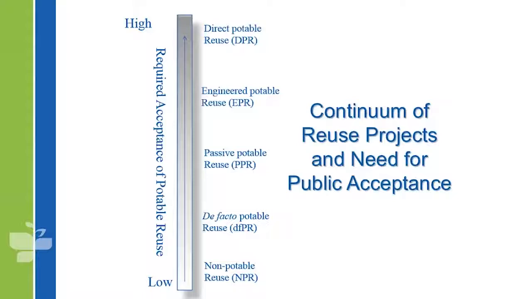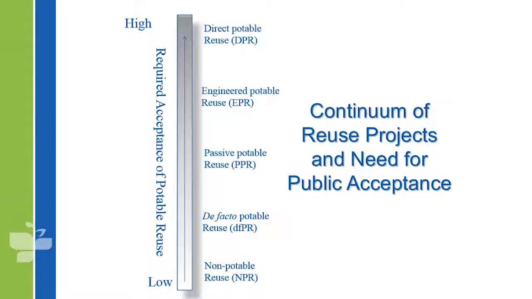You move up then to de facto potable reuse, or DFPR, and what that means is it's happening de facto. You're not planning for it. You just happen to be downstream from somebody's discharge, but you're able to take advantage of that because you have more water in the system coming by your reservoir or your diversion point. Passive potable reuse is like de facto. You're not really changing anything, but one day you realize, hey, we've got a lot of extra water. We can account for it. We can take credit for that, and that's passive potable reuse, where you're accounting for the additional water.